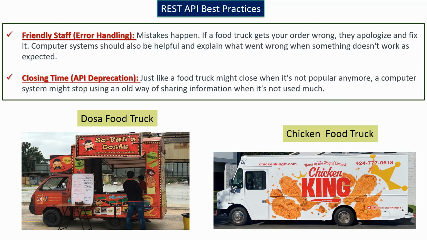Friendly staff, which is equivalent to error handling in a computer system. Mistakes happen. If a food truck gets your order wrong, they apologize to you and fix it. Like that, a computer system should also be helpful and explain what went wrong when something doesn't work as expected.